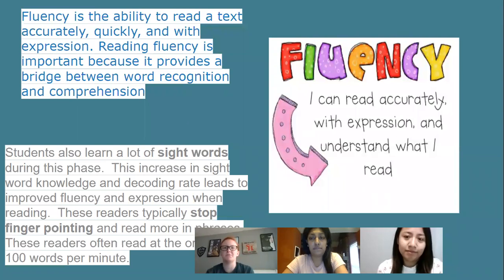Okay, so fluency, it's the ability to read a text accurately, quickly, and with expression. Reading fluency is important because it provides a bridge between word recognition and comprehension. Students learn a lot of sight words during this phase, and increased sight word knowledge and decoding rate lead to improved fluency and expression while they're reading. And readers in this stage typically stop finger pointing and read more in phrases, and they often read around 100 words per minute.